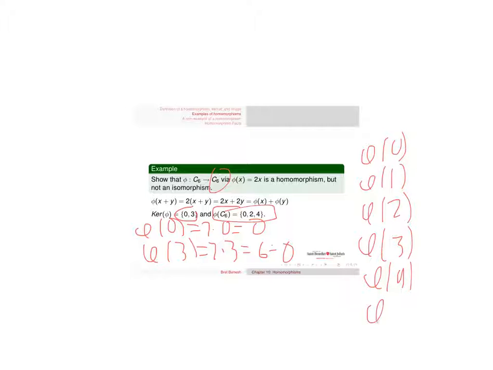The image is 0, 2, 4. Why? Because we can just look at all these. Phi of 0 equals 2 times 0, which is 0. Phi of 1 equals 2 times 1, which is 2. 2 times 2 is 4. 2 times 3 is 6, which equals 0. 2 times 4 equals 8, which equals 2, if you look at things mod 6. And 2 times 5 is equal to 10, which equals 4. But notice the only numbers you ever get out are 0, 2, and 4. So that's why the image is 0, 2, 4.